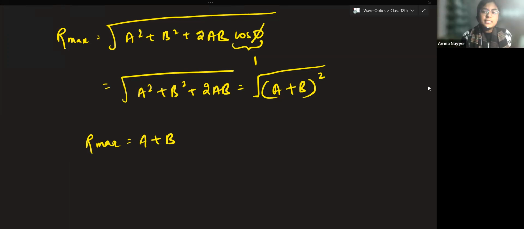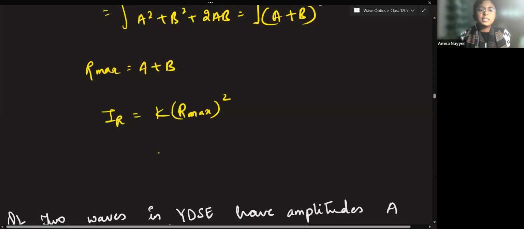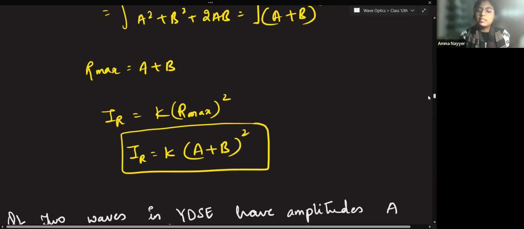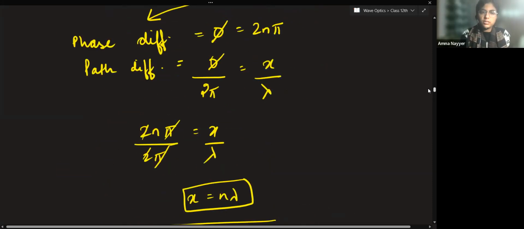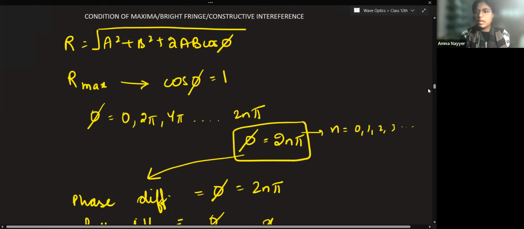In the same way, intensity was the square of the resultant. So the resultant intensity will be the square of R max, that is, K times A plus B whole square. That was the equation of the resultant wave, resultant amplitude and resultant intensity, generalized. Now we are seeing it specifically for the bright fringe only. So note down this case for the bright fringe. A similar case we'll observe for the dark fringe.